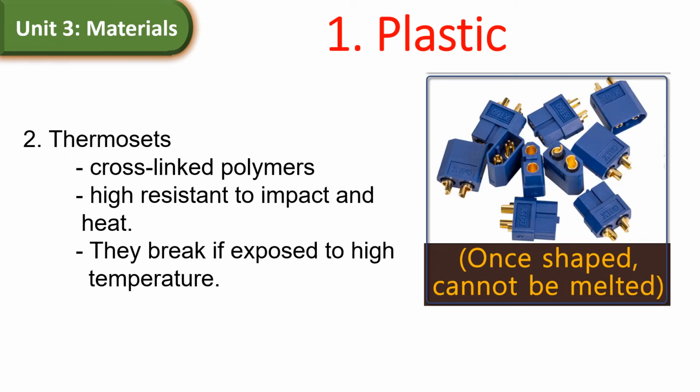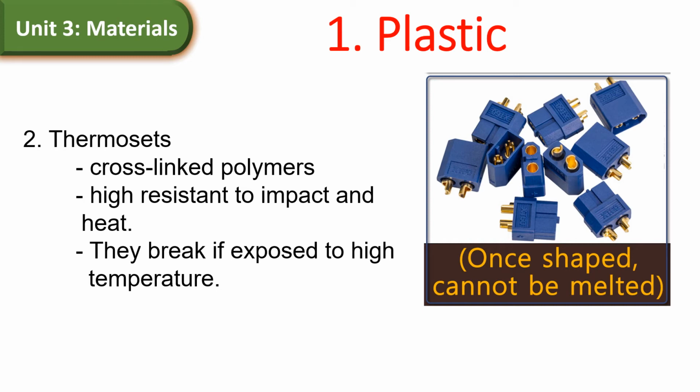Okay, the second type of plastic is your thermosets, or your thermoset plastics. These are examples of your cross-linked polymers, wherein they are very highly resistant to impact. So again, they don't break easily when you drop them, and they have high resistance to heat. That's why you can commonly find them in cooking or electrical appliances, because they don't melt easily. However, when you melt them, it's difficult to shape them again into their previous structure, because this is a cross-linked polymer.